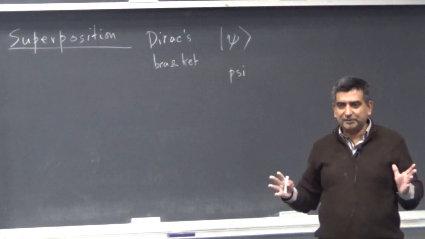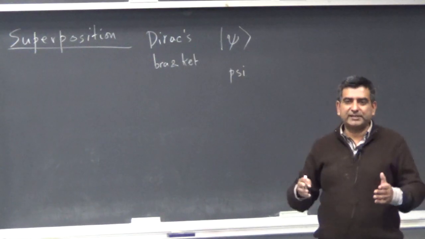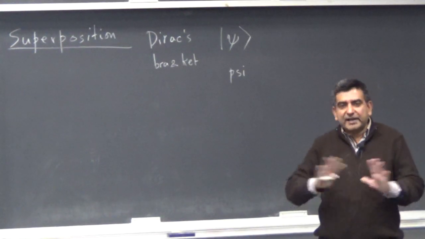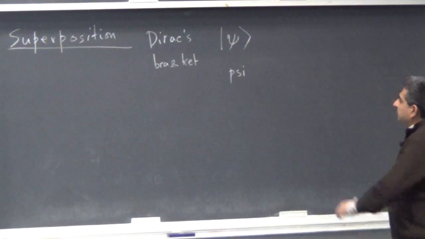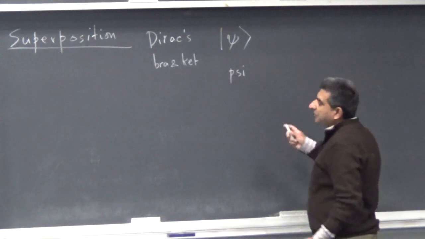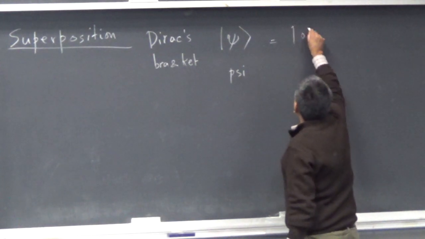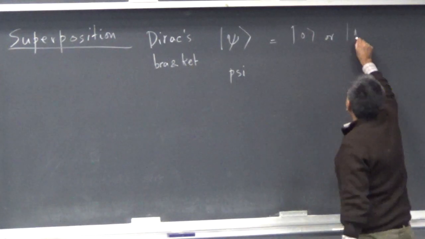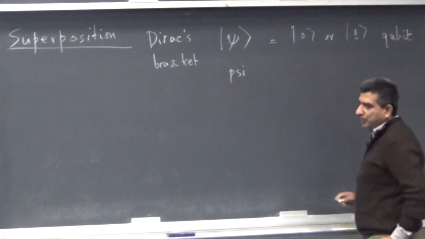It's really simple. It just has the bra and the ket and probably another kind of expectation value kind of thing. That's it. Very powerful. So generally quantum states are denoted by the symbol psi. So psi could be ket 0 or ket 1 for a qubit. Okay? A two-level quantum system.